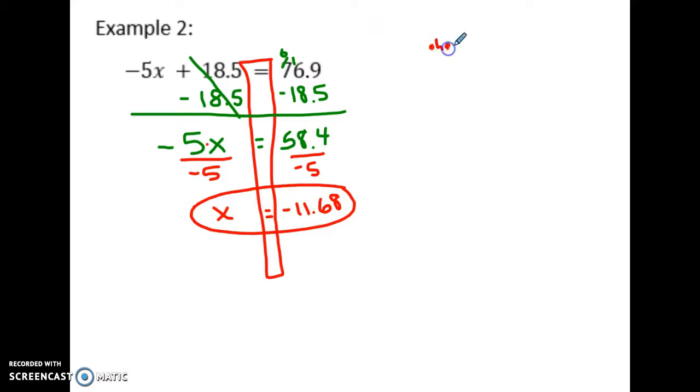And then we're going to verify our answer by going over here to the side and saying, hey, we're going to check this. So we need to know that -5 times our answer plus 18.5 really is 76.9.